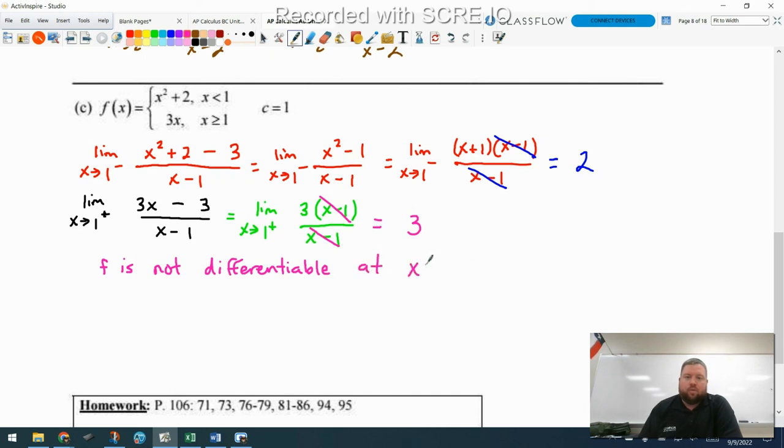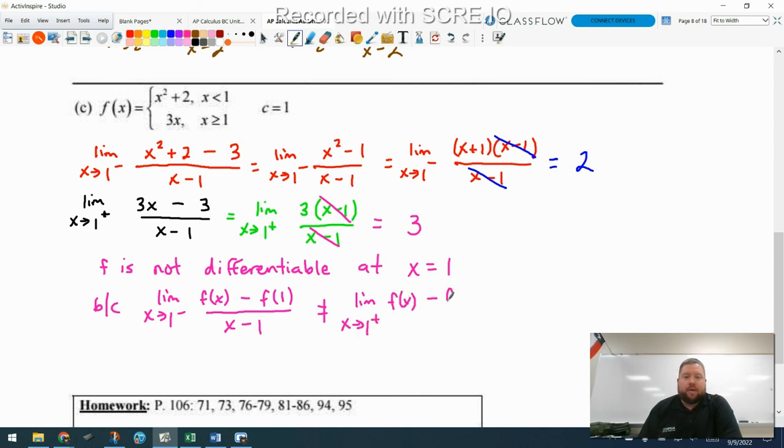at x equals 1, because the limit as x approaches 1 from the left of f of x minus f of 1 over x minus 1 does not equal the limit as x approaches 1 from the right of f of x minus f of 1 over x minus 1. All right, there is a possibility on this problem that we could have gotten two numbers that are equal to each other, and then we might have said that f is differentiable. Okay, and it's possible that that answer could have been wrong.